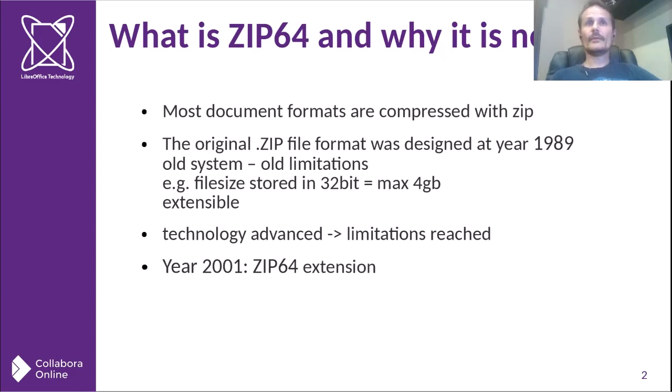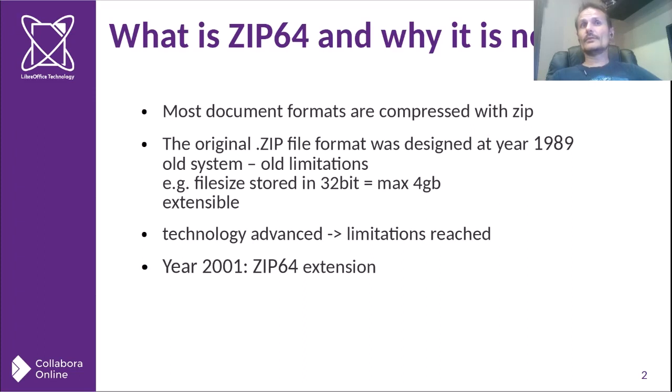The original zip file format was designed long ago, and like every application, zips do have limitations. For example, the file size was stored in 32 bits. That means the biggest file it can compress is 4 GB. It was totally okay at that time, as our hard drives were smaller than 4 GB, so our files were smaller than 4 GB too. Then it would be a waste of memory to store the file size in bigger variables.